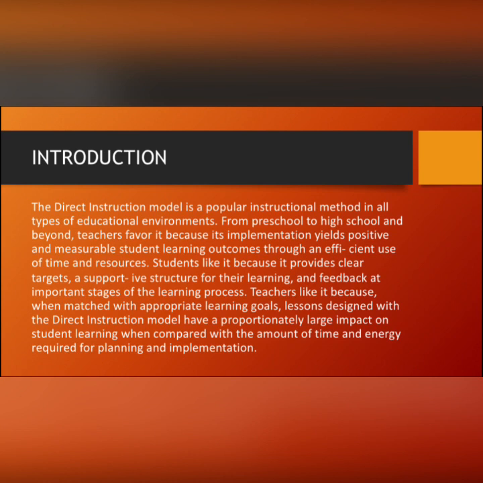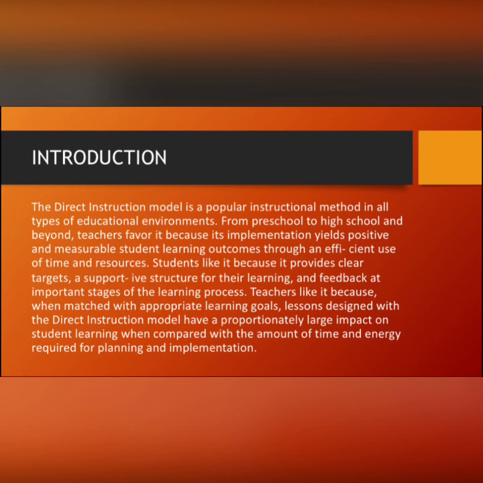Introduction. The direct instruction model is a popular instructional method in all types of educational environments, from preschool to high school and beyond. Teachers favor it because its implementation yields positive and measurable student learning outcomes through an efficient use of time and resources. Students like it because it provides clear targets, a supportive structure for their learning, and feedback at important stages of the learning process.